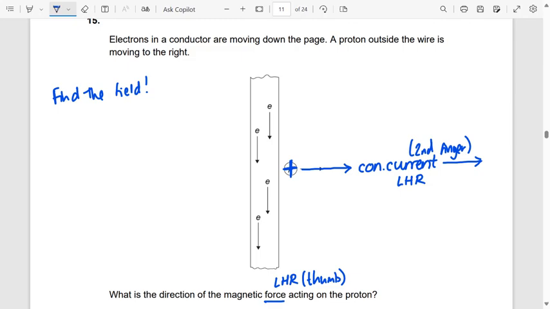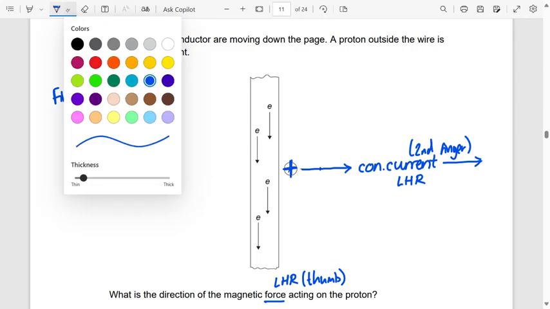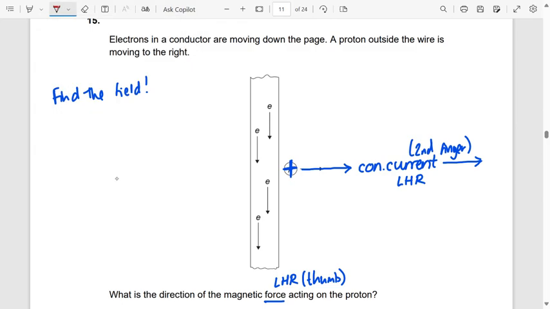So let's do that. Now I'm going to go to my right-hand rule. I know that this is a really dodgy hand, but you've got your thumb and your fingers, and they're wrapped around. It's dreadful. I'm going to get rid of that.